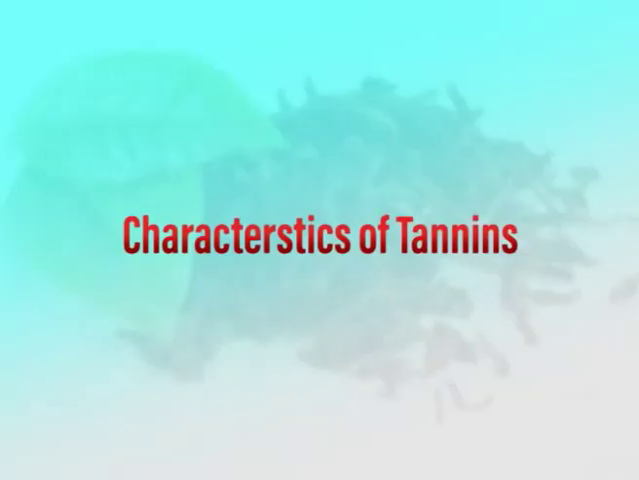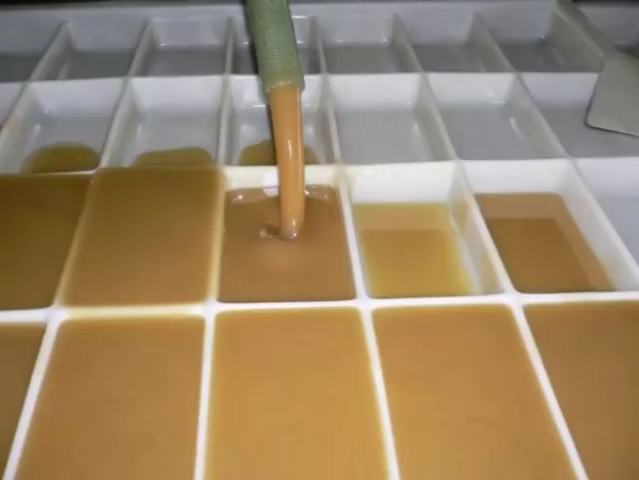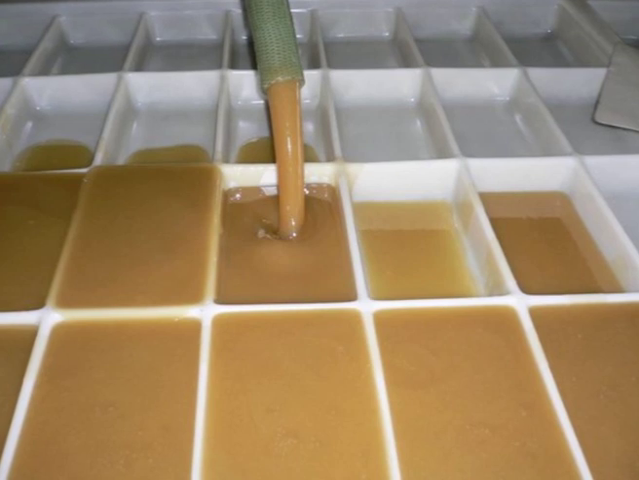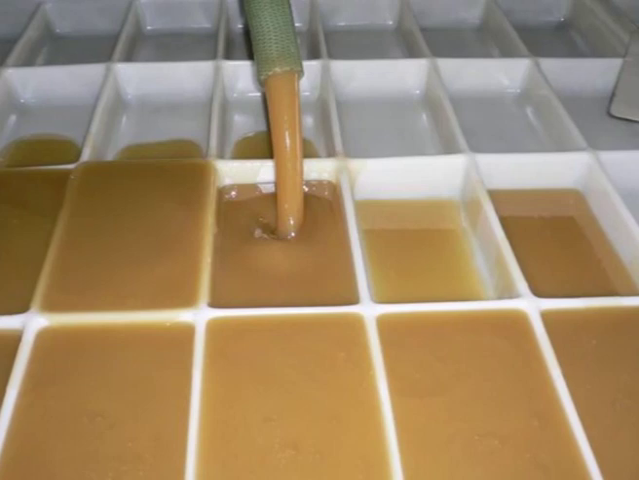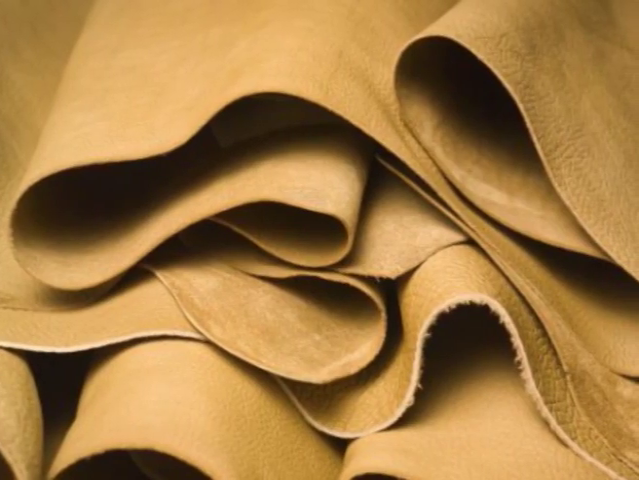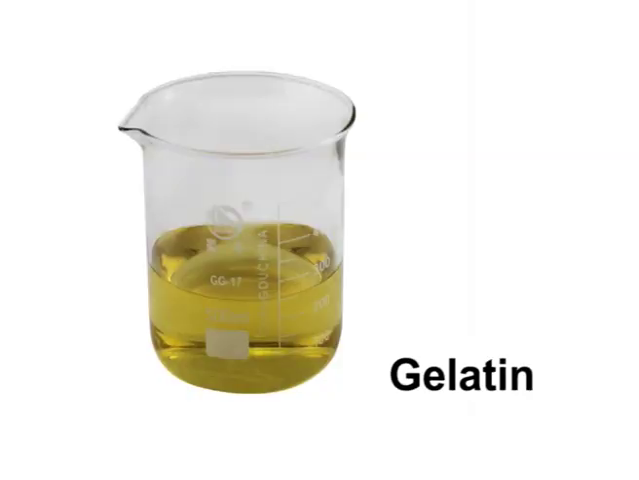Now, coming to the characteristics of the tannins. One, with water, tannins form colloidal solutions which exhibit an acrid, sharp, twisting, and astringent taste to the mouth. The second one, tannins are characterized by their ability to combine with proteins, including proteins of animal hides, converting these hides into leather. Third, the tannins cause precipitation of solutions of gelatin as well as of alkaloids.